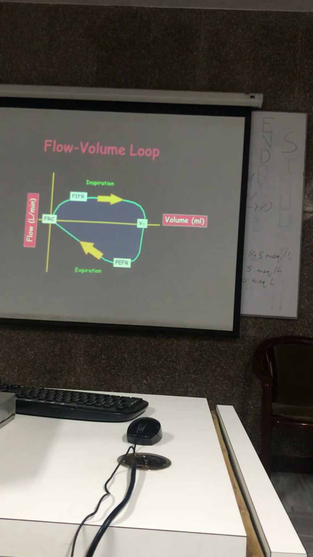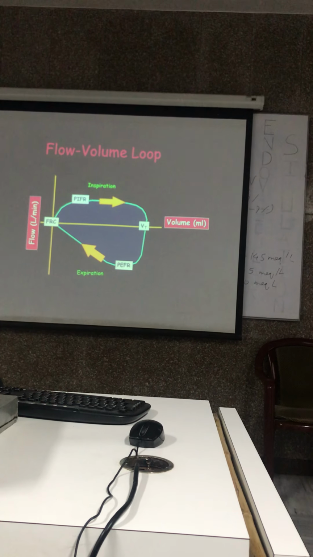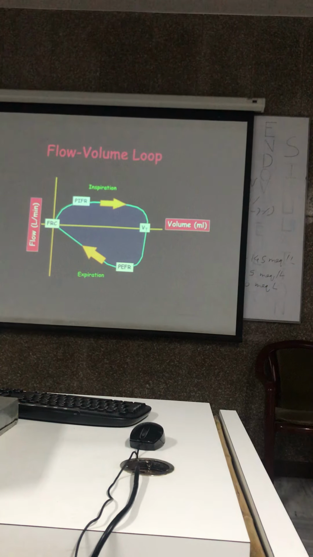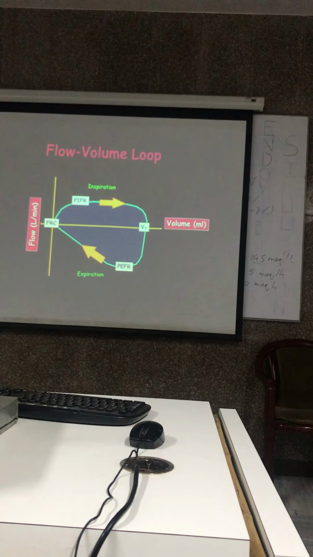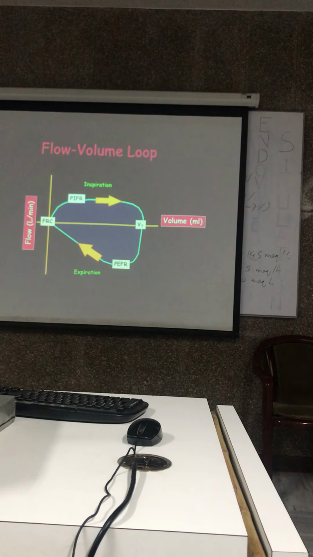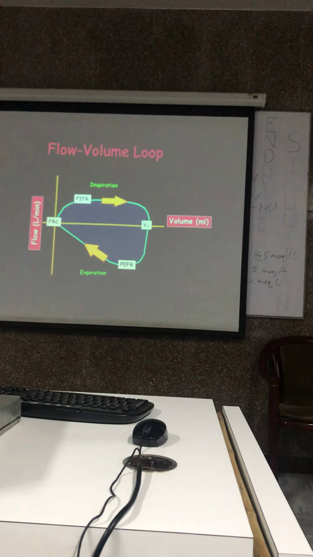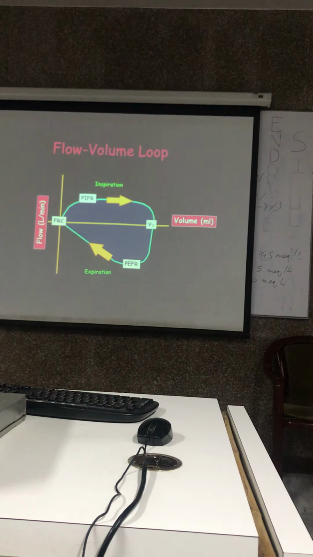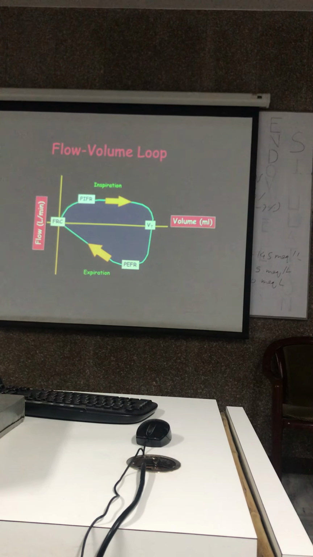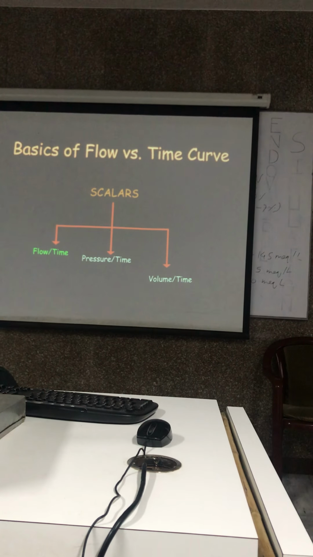You have a pressure volume loop, you have a flow volume loop. So these are the 5 basic waveforms that you need to understand: the 3 types of scalars and 2 types of loops. In all mechanically ventilated patients, you would be addressing these patterns in your graphics.